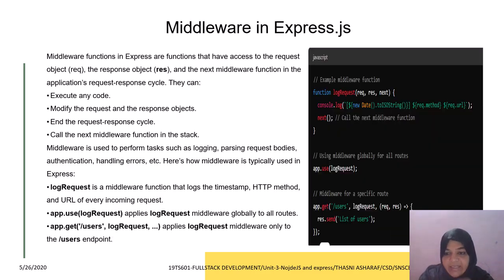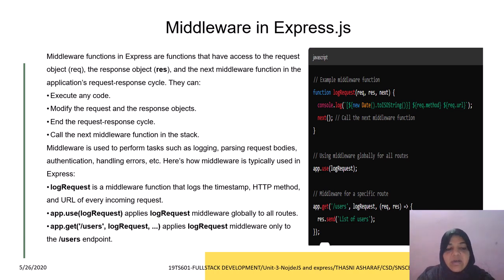Next one is middleware in Express.js. Middleware functions are functions that have access to the request object, the response object, and the next middleware function in the application's request-response cycle. They can execute any code, modify the request and response objects, end the request-response cycle, and call the next middleware function in the stack. Middleware is used to perform tasks such as logging, parsing request bodies, authentication, handling errors, etc.